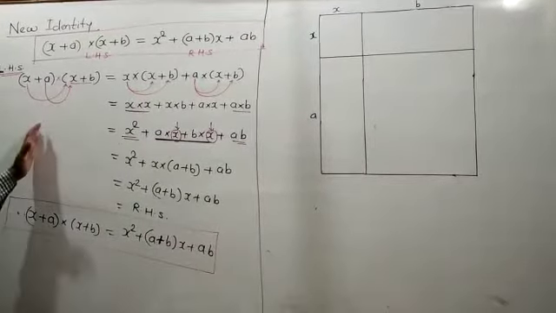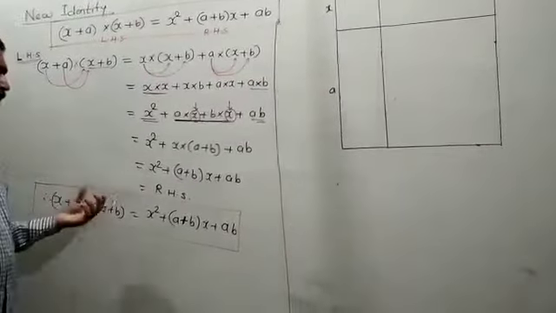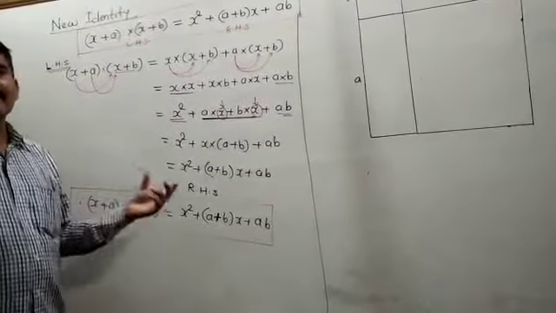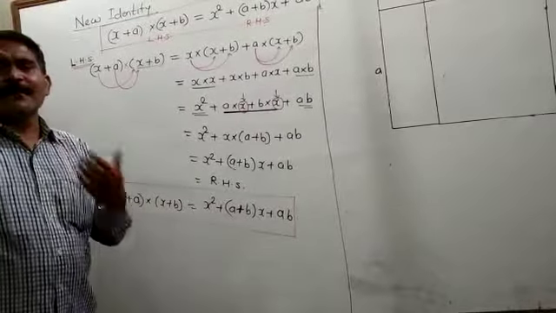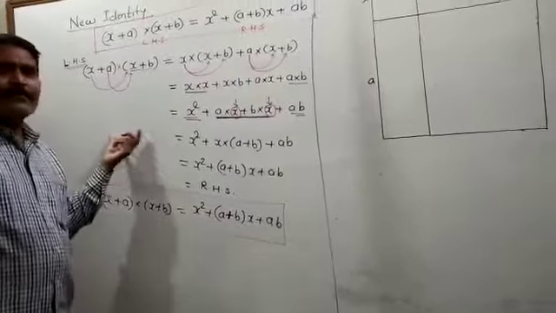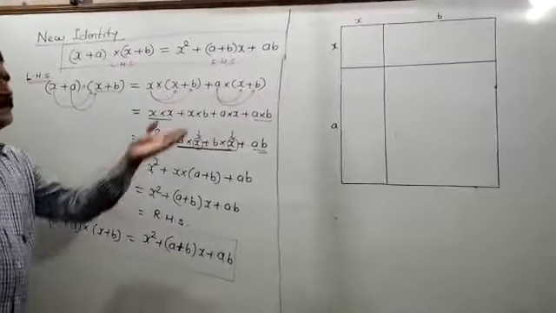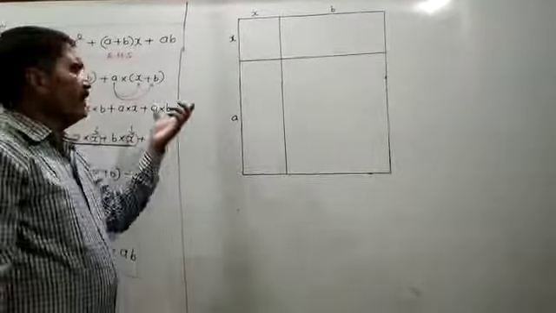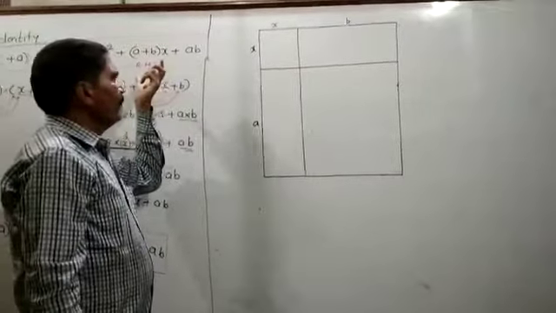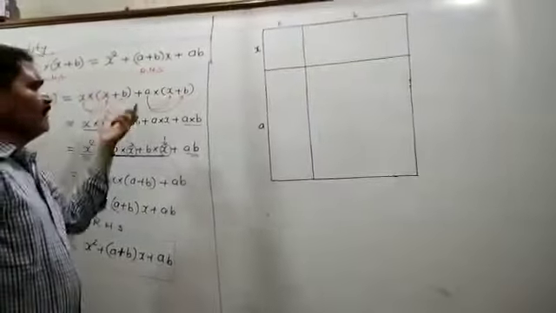This question will not be asked in the exam on how you have to prove the identity, but for your better understanding, or if you have any doubt, at that time we will prove the identity like this. How will you prove this identity by the diagram method? By the LHS and the RHS side, you will prove it like this.